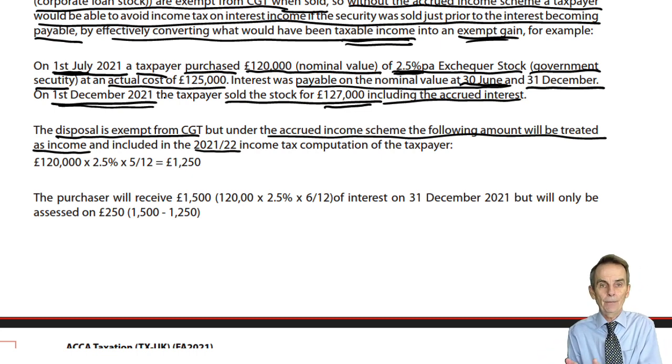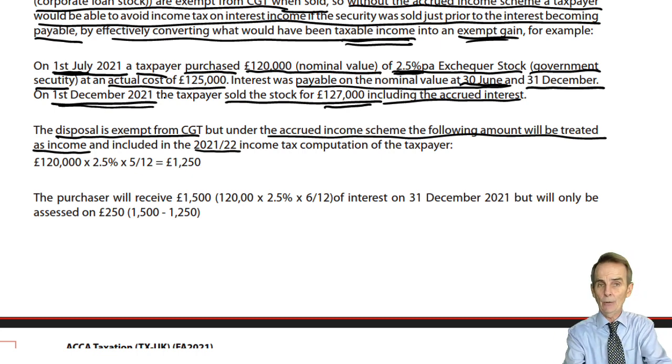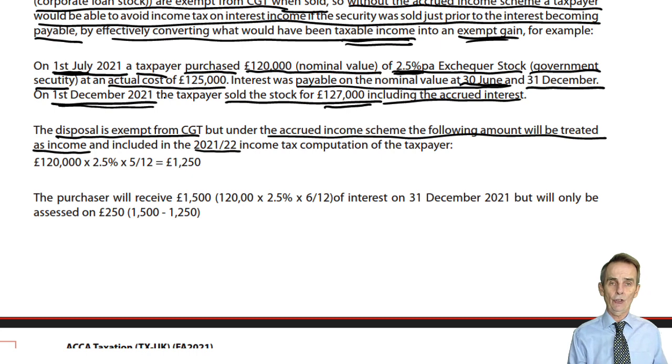So what the owner would have been able to do is to convert what would have been taxable income into an exempt gain, because they wouldn't have actually received any interest income in the tax year. Nothing would be chargeable to income tax. The extra 5 months' worth of interest increased the value of that security, and those sales proceeds gave rise to an exempt capital gain. There was no tax charge. Hence, we have this accrued income scheme.